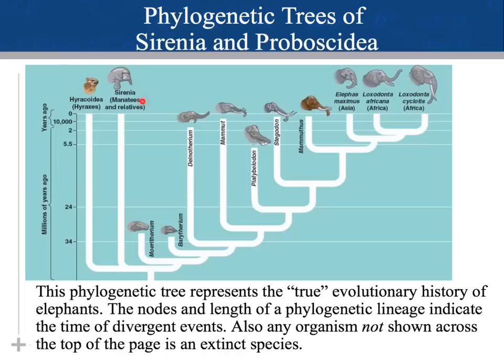Any organisms that make it all the way to the top, like the hyraxes over here and manatees, and then these different kinds of elephants, Asian and the two kinds of African elephants, that says that these organisms are still extant. They are still living. Whereas organisms that haven't quite made it to the top, like these guys here, that tells you that these are extinct. They have died out before present day. Okay, so just so you understand why some of them stop short and others go all the way through.